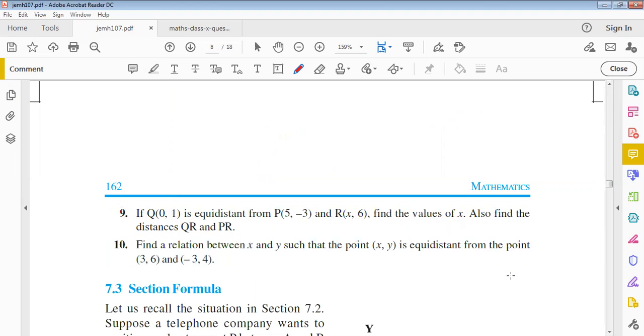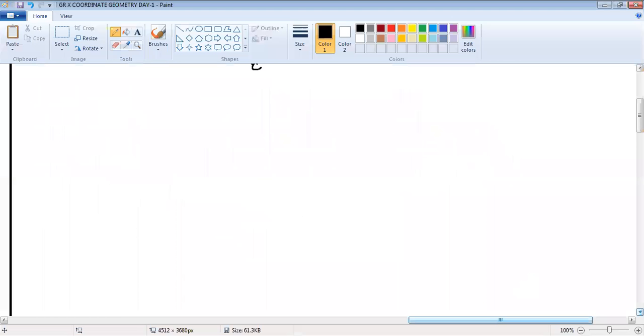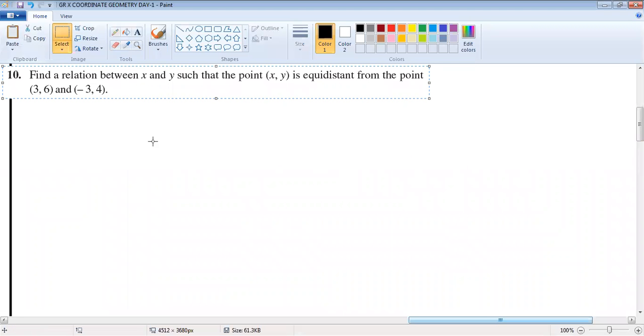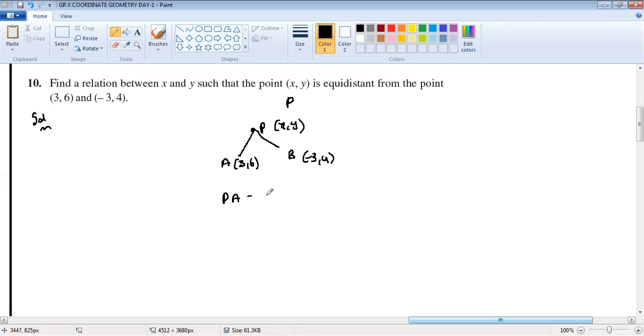We have done the example model already. Anyhow, look at this one. Now find a relationship between X and Y such that the point (x, y) is equidistant from the points (3, 6) and (-3, 4). So now let us take this as P. So from the point P, A and B are (3, 6) and (-3, 4). So you could say PA is equal to PB.